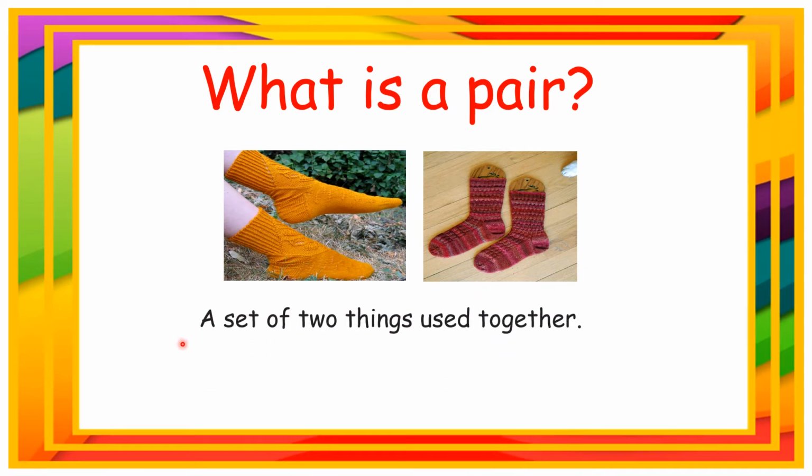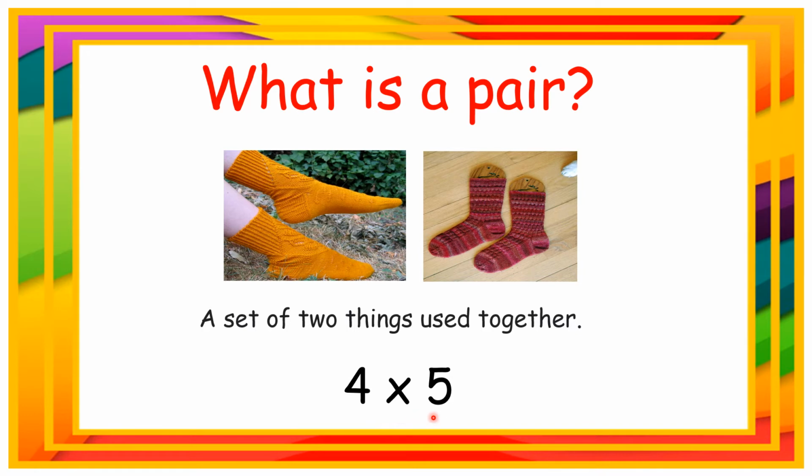So, a pair is a set of two things used together. A set of two things you can use together is a pair. Example, 4 times 5 is a pair. 4 and 5. This is one number, this is another number. These are two numbers. So a set of two things that we could use together is called a pair. Just like you have to wear two socks because you have what? Two legs. So when we are multiplying, most times we use two numbers.